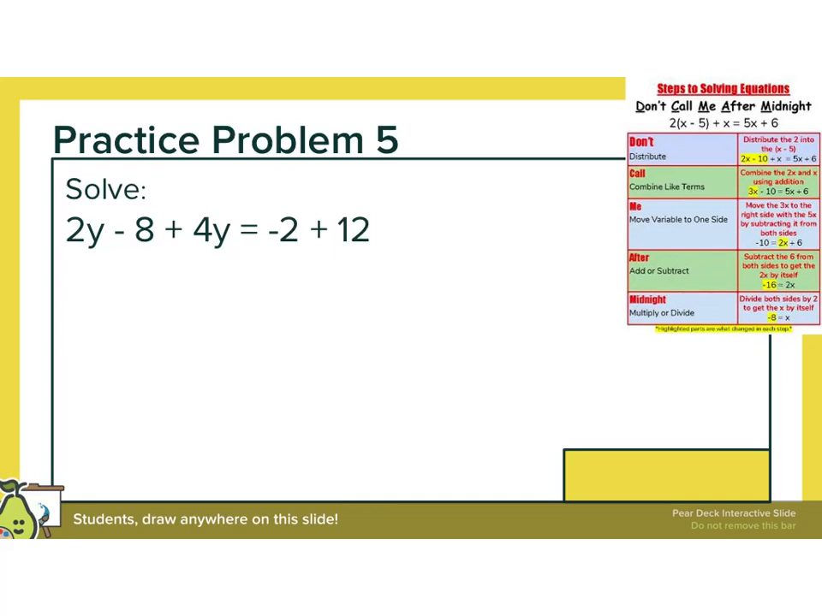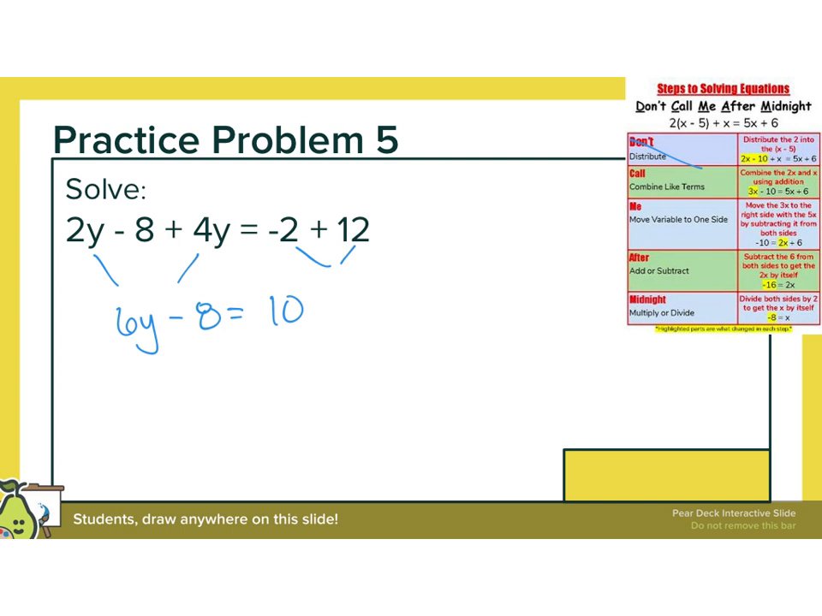Okay, last one. Practice problem 5, step 1. There's no parentheses, so we are combining like terms. 4y and 2y is 6y, bring down the negative 8. We also have like terms here. Negative 2 and positive 12 make 10.